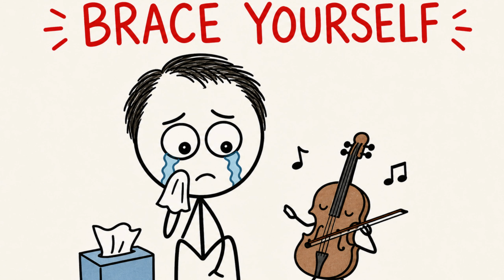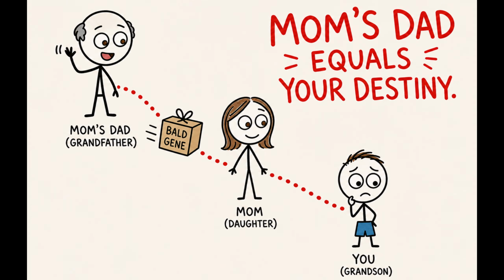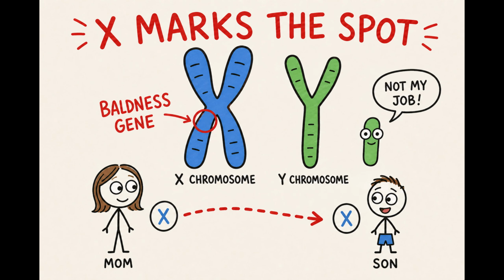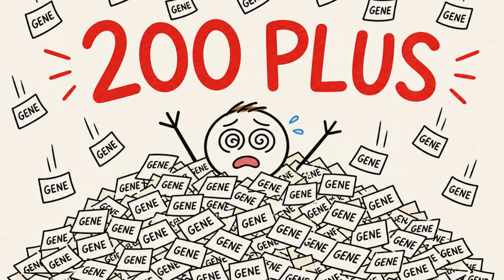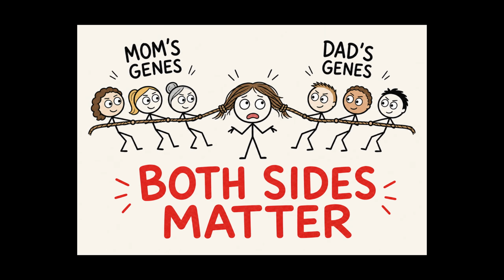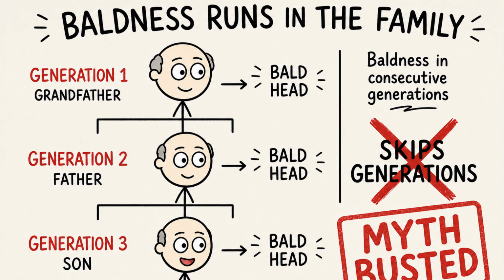Now, here's the part that makes some men cry. If your mom's dad was bald, you have a much higher chance of going bald. The main baldness gene is on the X chromosome, and you get your X from your mom. But it's not just one gene. Over 200 genes influence hair loss, so dad's side matters too. Both sides contribute to your hair fate. And it doesn't skip generations either.